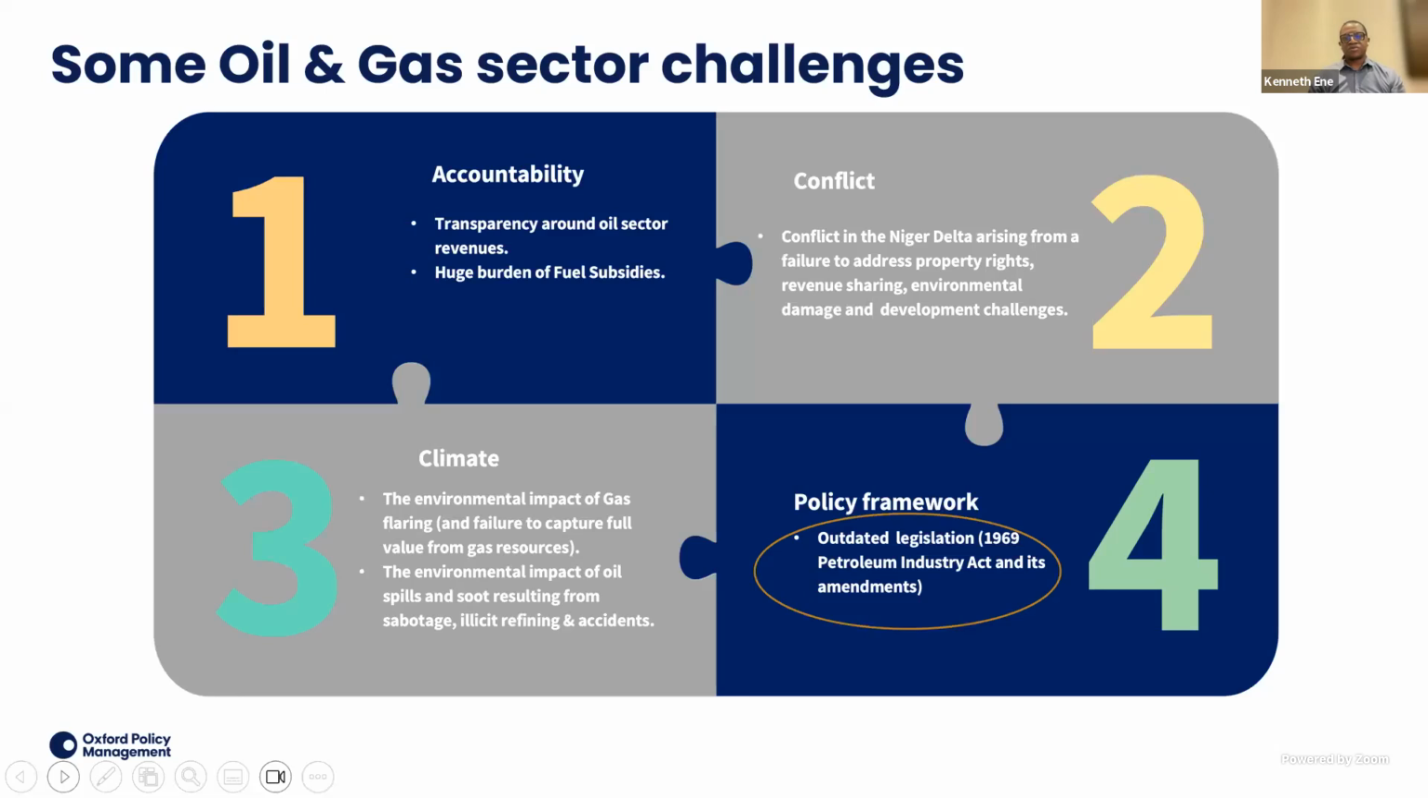But I would use one case study, which would be the policy framework. There was an outdated 1969 petroleum industry legislation that was in play, and we felt that if that was focused on, that would address the other issues.